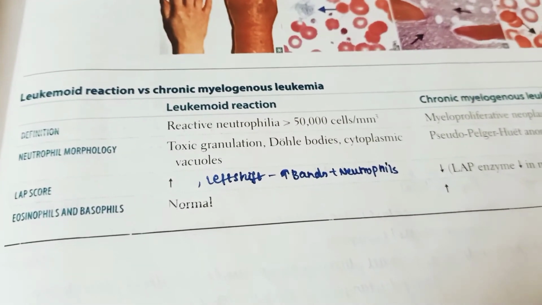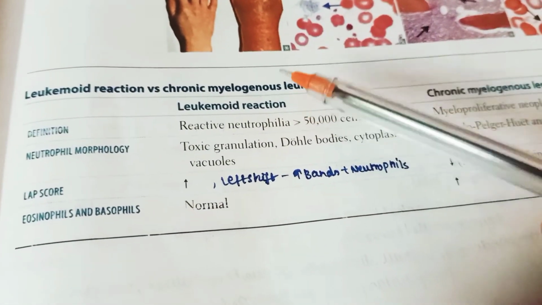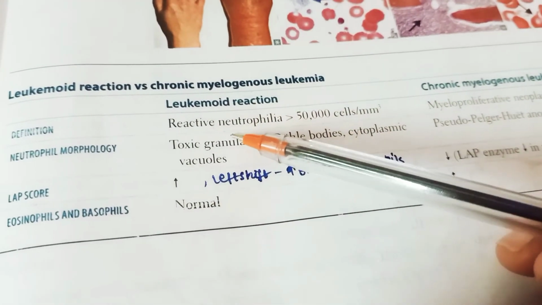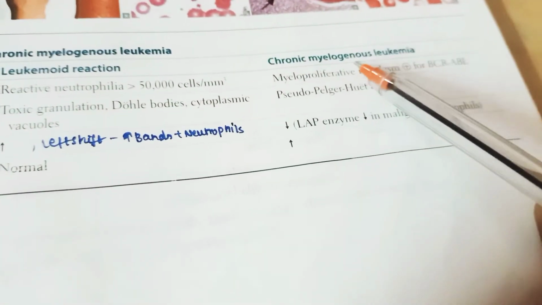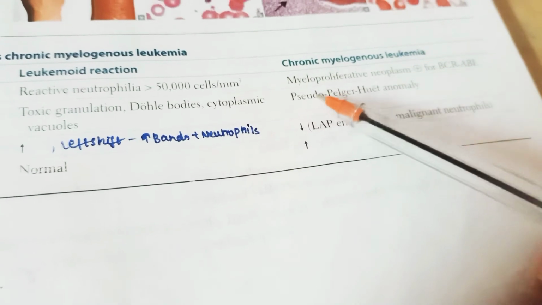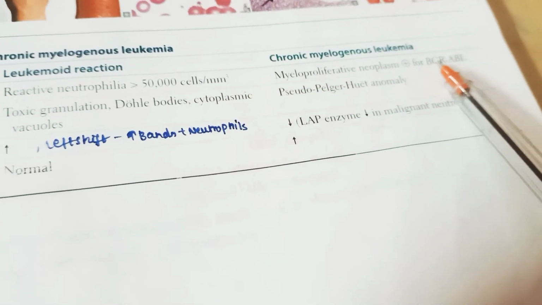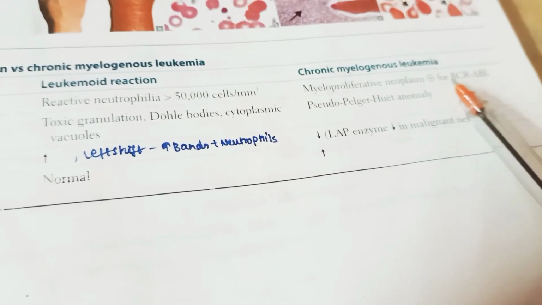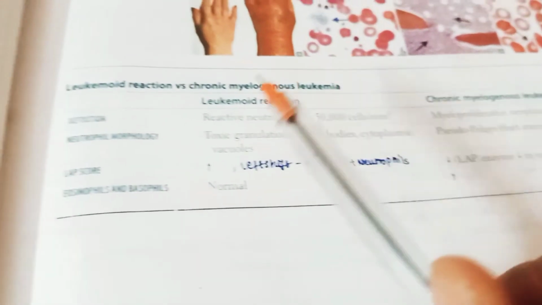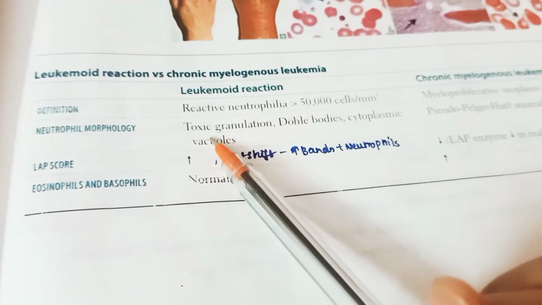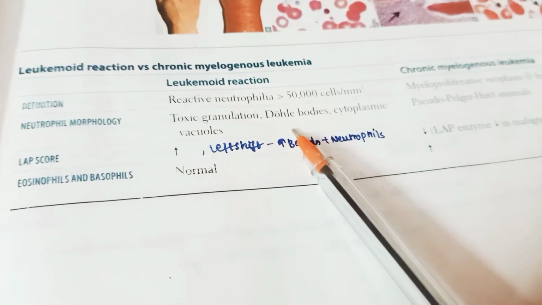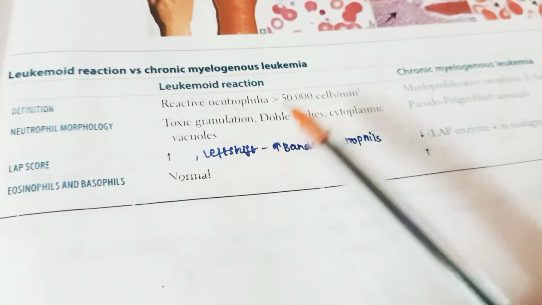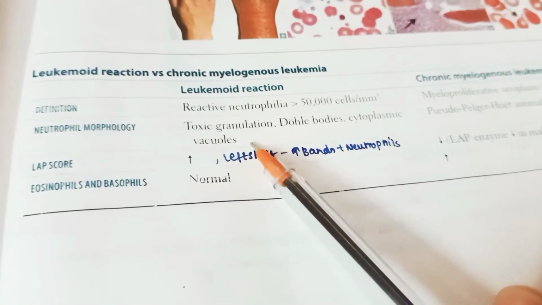Now let us see leukemoid reaction versus chronic myelogenous leukemia. Actually, leukemoid reaction is a reactive neutrophilia. Neutrophils are more, that is greater than 50,000. In chronic myelogenous leukemia, there is a myeloproliferative neoplasm, which is positive for BCR-ABL. BCR-ABL is nothing but the Philadelphia chromosome. Okay, and here the neutrophil morphology is toxic granulation, that is Dohle bodies. If you remember, Dohle bodies are double nucleated neutrophils with cytoplasmic vacuoles.